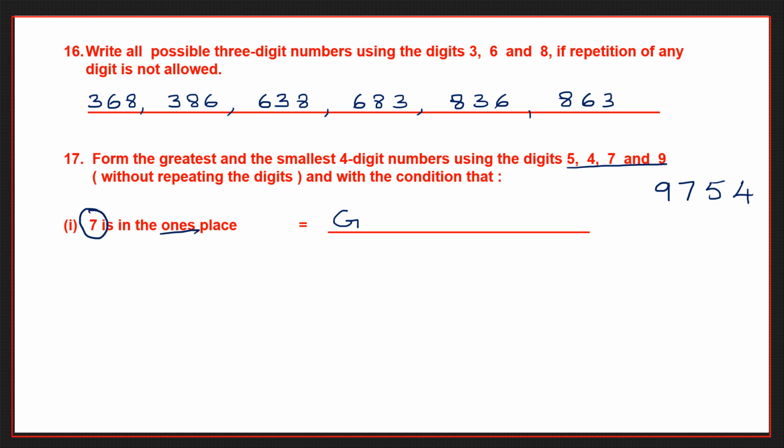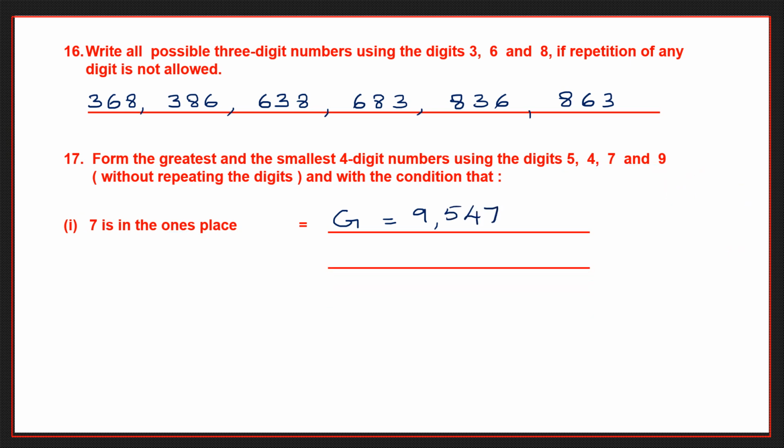And now where is the ones place here? This is the ones place. So I need to put this 7 here. This 7 should come here. So let me change the order of my numbers now. So I have 9. Now 7 has to go. So 5 will move back, 4 will move back, and 7 will come in the ones place. So my greatest number here is 9,547. Now I have to form my smallest number.